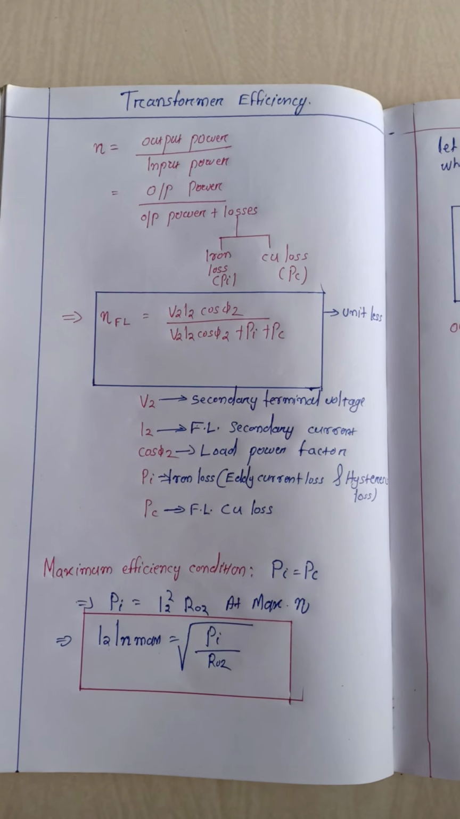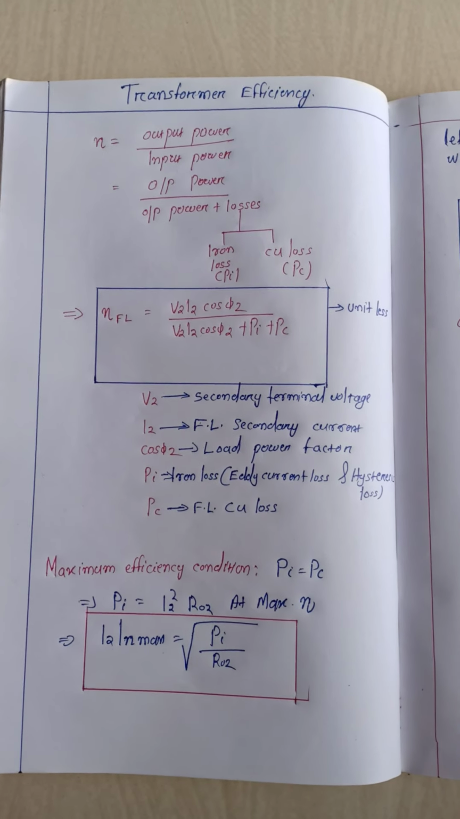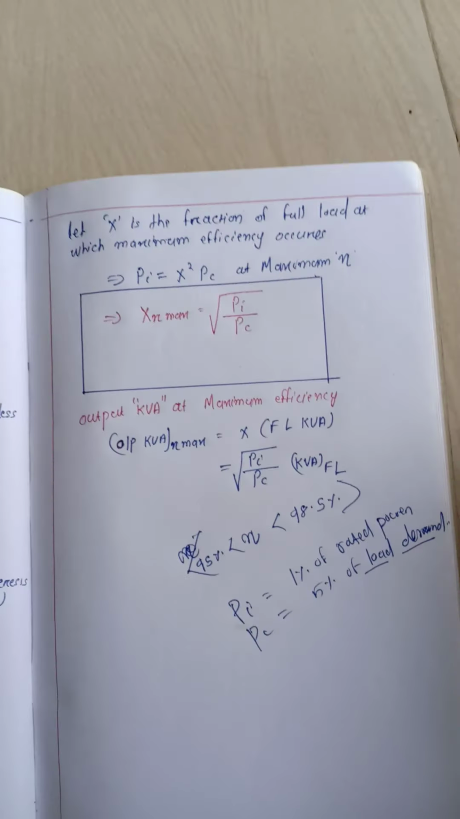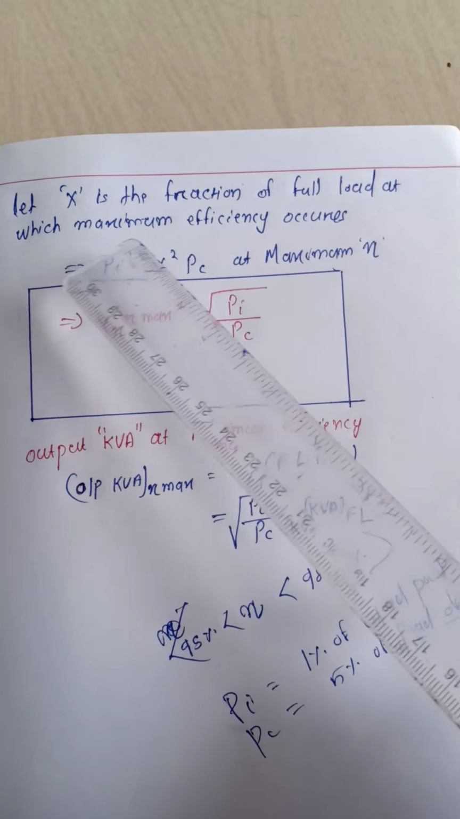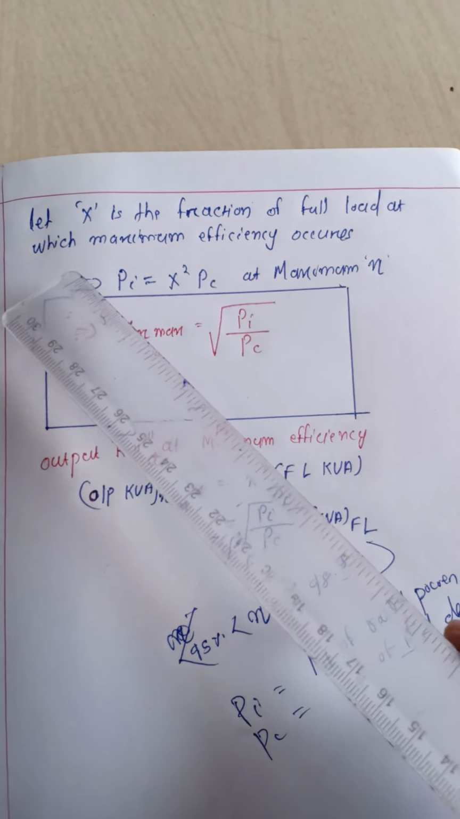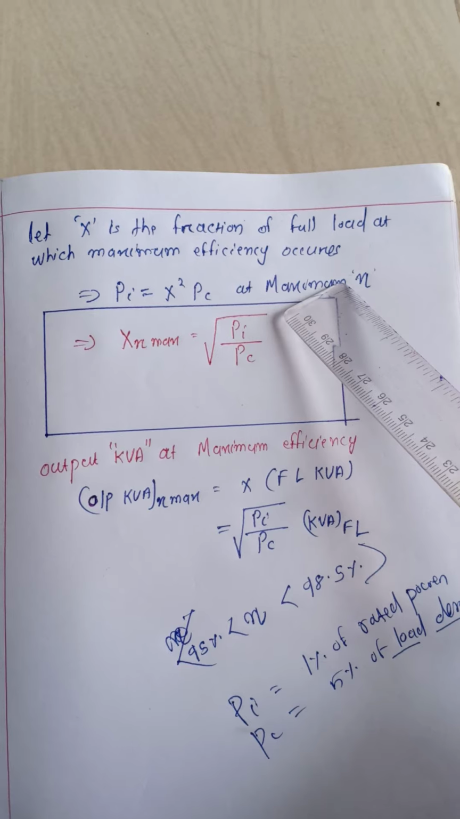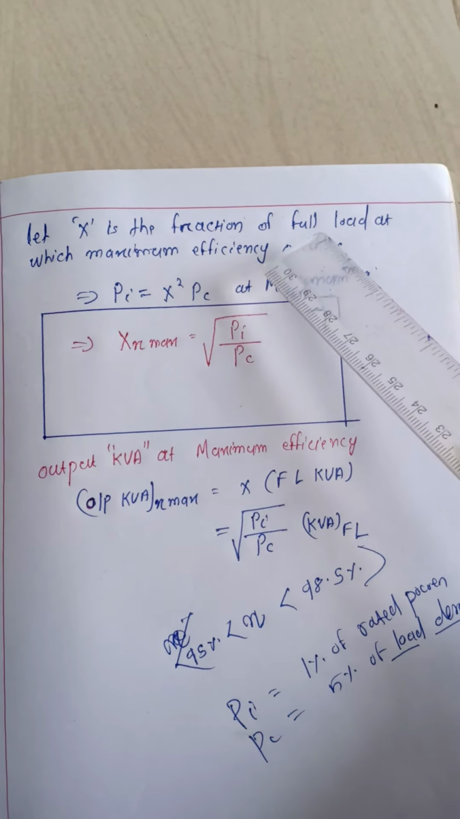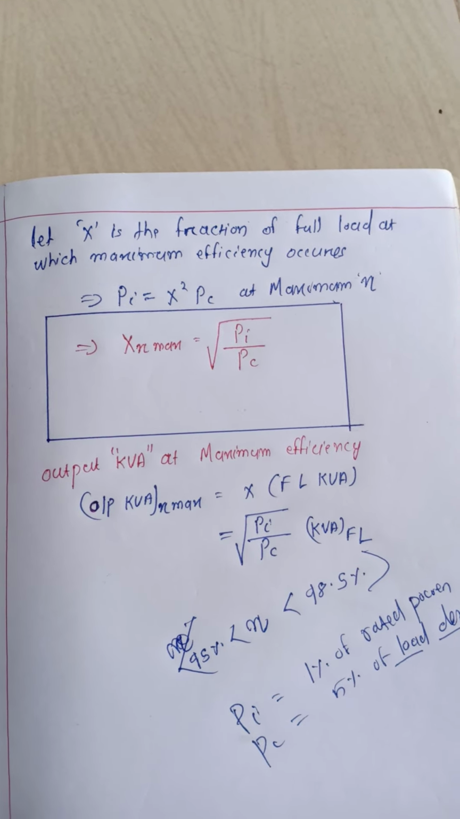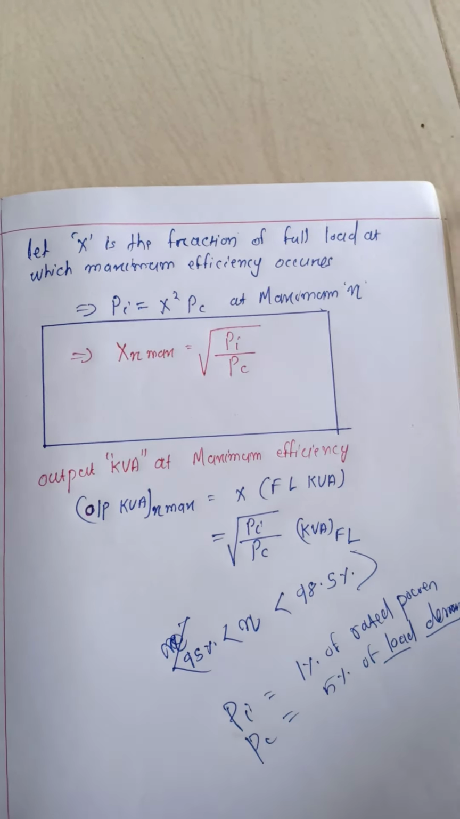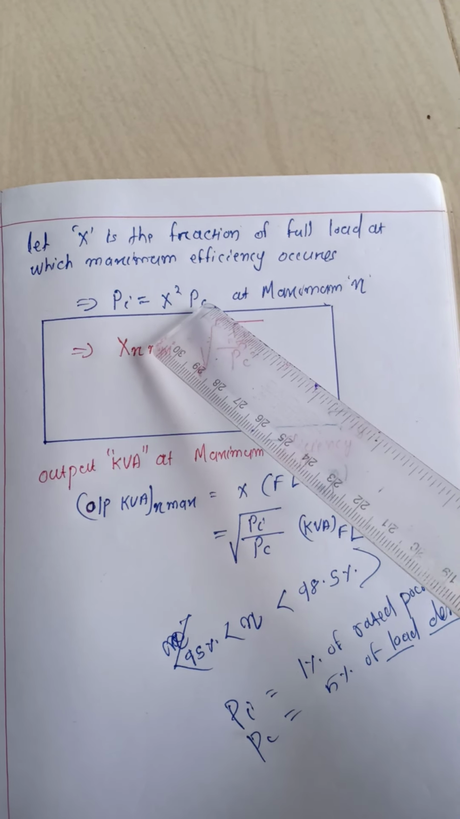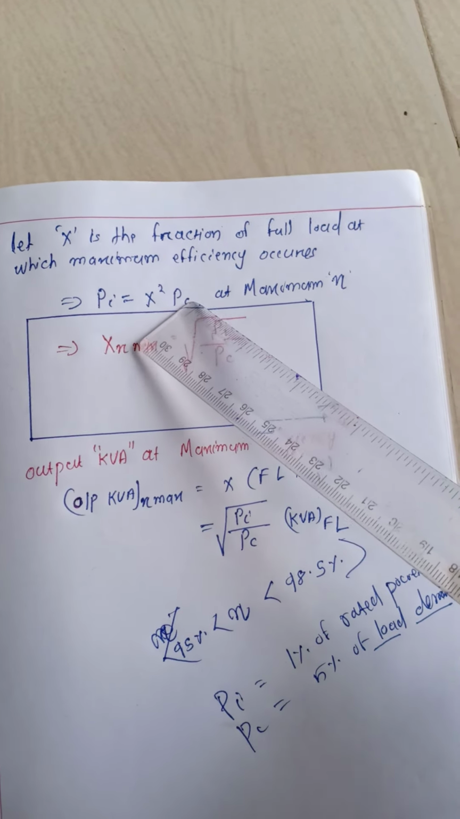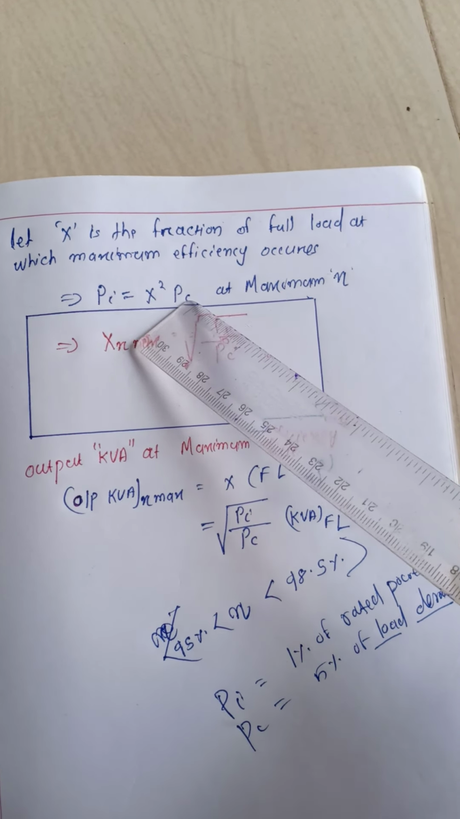Now we will learn at what fraction of full load maximum efficiency occurs. So let X be the fraction of full load at which maximum efficiency occurs. As copper loss is directly proportional to the square of load current, so at maximum efficiency copper loss will become X square Pc. Here Pc is the copper loss at full load.